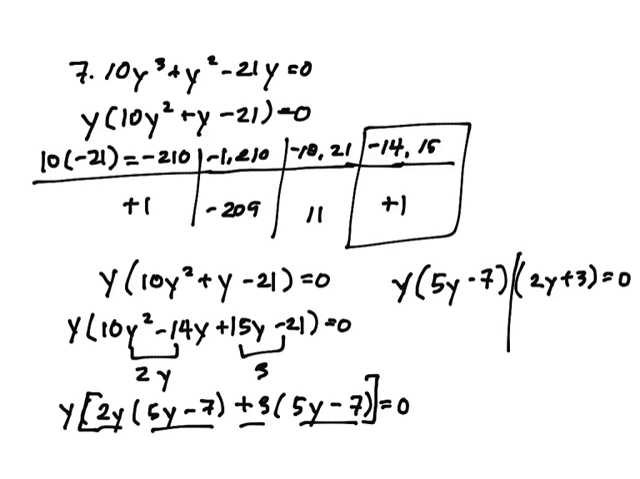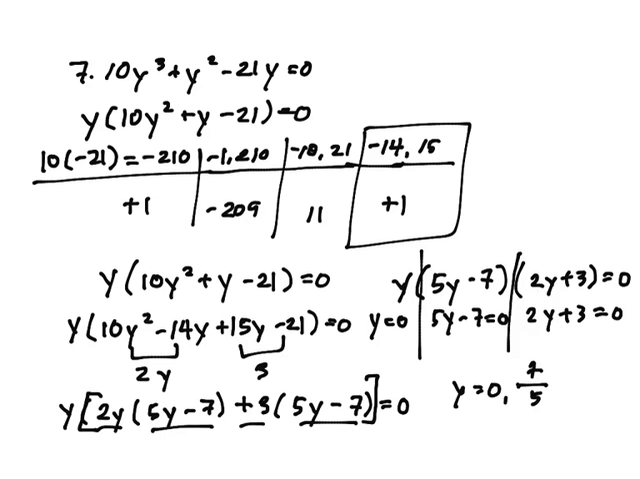Okay, so I'm going to split it 3 ways because I have 3 factors. So y equals 0, 5y minus 7 equals 0, and then 2y plus 3 equals 0. So I end up with y equals 0, y equals 7 over 5, and y equals negative 3/2. And those are my answers. Good job, guys.